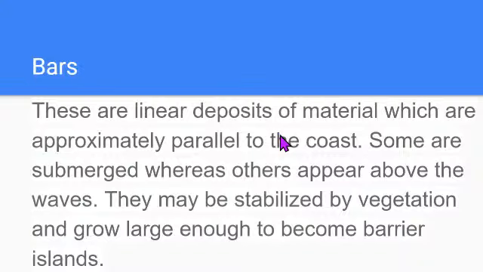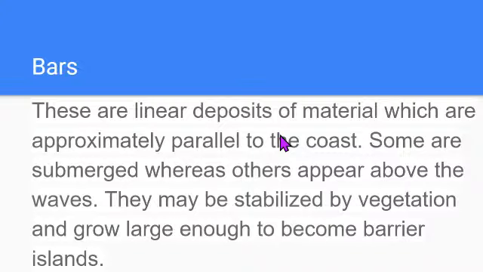All right, so the bars, these are linear deposits. So the deposit is going to be set basically across your beach, across your coastline. So that's a linear deposit of materials which are approximately parallel to the coast. Some may be underwater, and some you may actually get a chance to see. Some you may see when the tide is low, and then other times it seems as if it disappears.